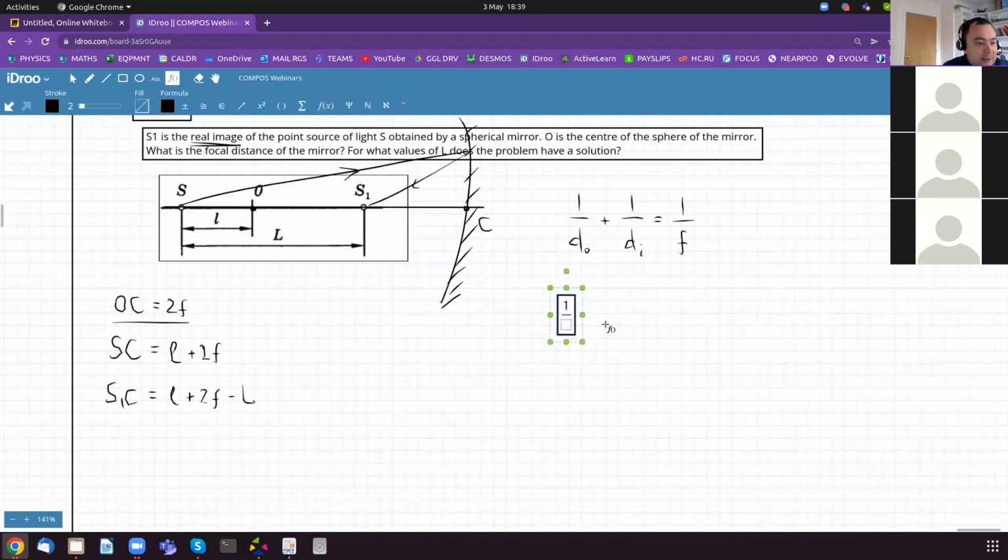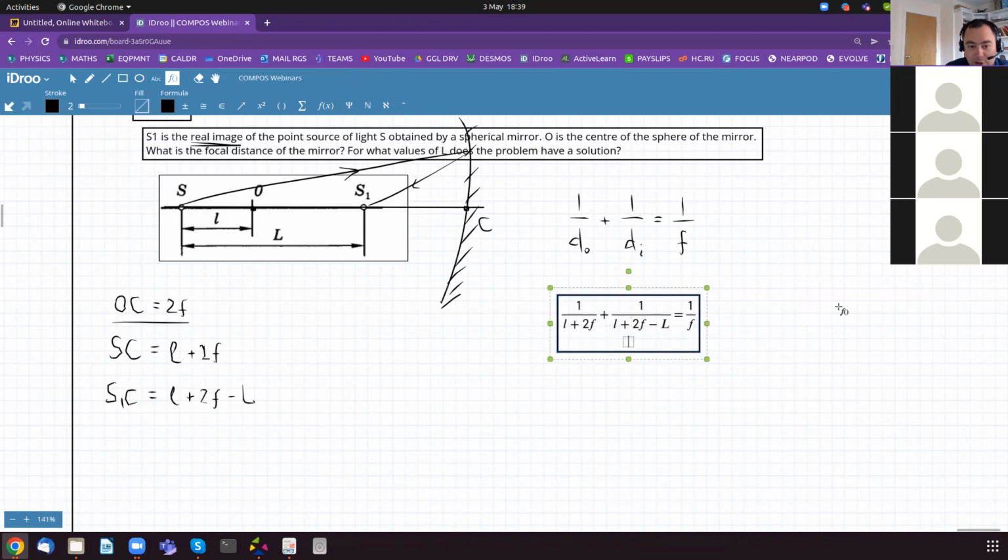Sorry, well, D naught is the object distance, so it's going to be SC. So it's L plus 2F, plus 1 over the distance to the image, which is S1C. So it's 1 over L plus 2F minus L, equals 1 over F. Now we find the common denominator.